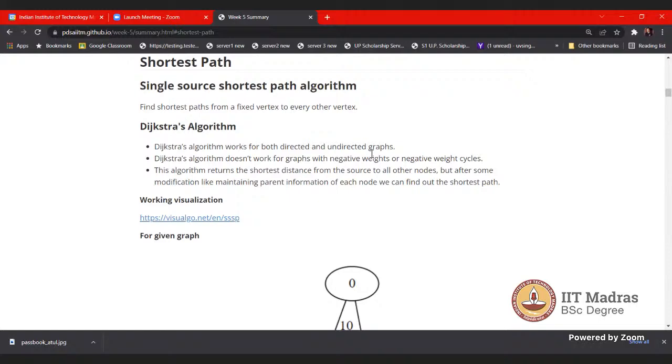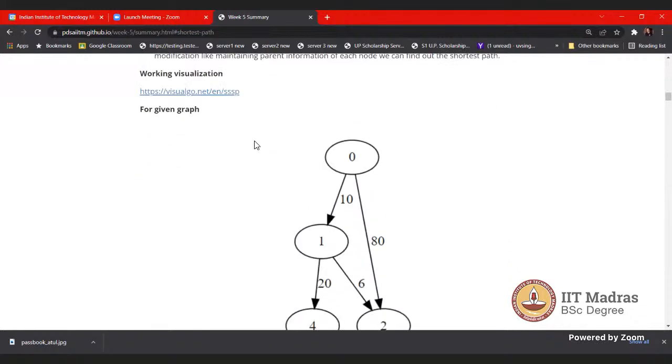Initially, in the algorithm, we generally find only the shortest distance value. But after some modification, we can use a dictionary type of data structure. If we maintain the information of the parent node for each node visited, we can find the shortest path also. So for example, we have a graph. I'm just taking an example of how we can solve this problem using Dijkstra's algorithm.